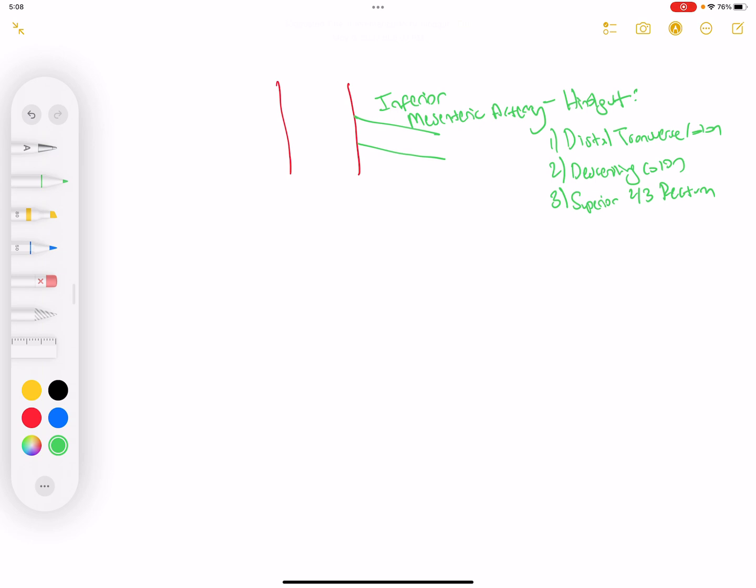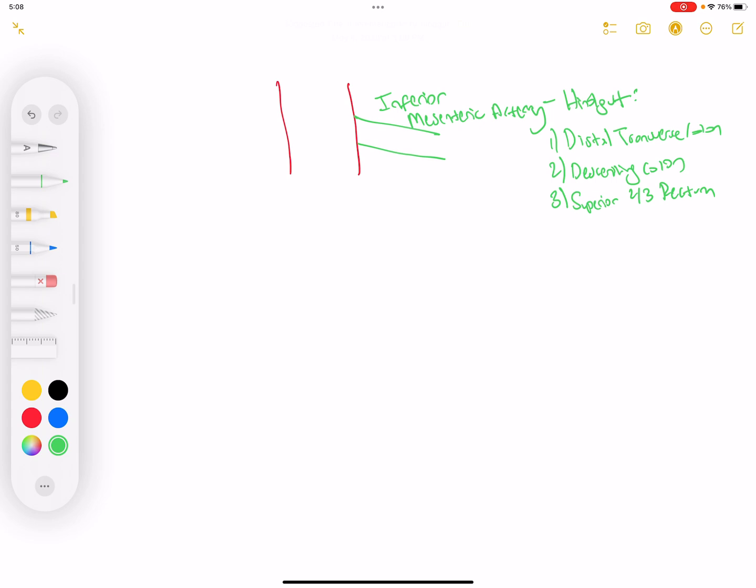Now, supplying the superior 2/3 of the rectum is the continuation of the inferior mesenteric artery, which is the superior rectal artery. Okay, so the superior rectal artery is going to supply the superior 2/3 of the rectum, which is a continuation of the inferior mesenteric artery. Now, the lower 1/3 of the rectum is supplied by the middle and lower rectal artery.